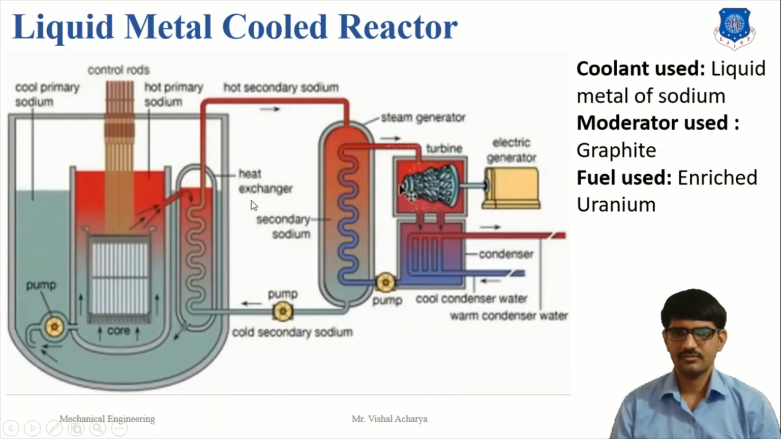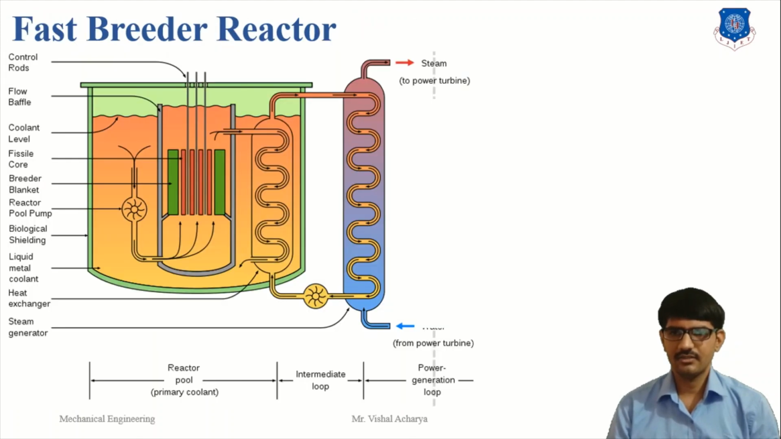This is the benefit of using liquid metal: the heat capacity of liquid metal compared to water is high. The advantage of the liquid metal cooled reactor is clear, and now we explain the fast breeder reactor first. The fast breeder reactor is the same as the liquid metal reactor, the only difference being the breeder.